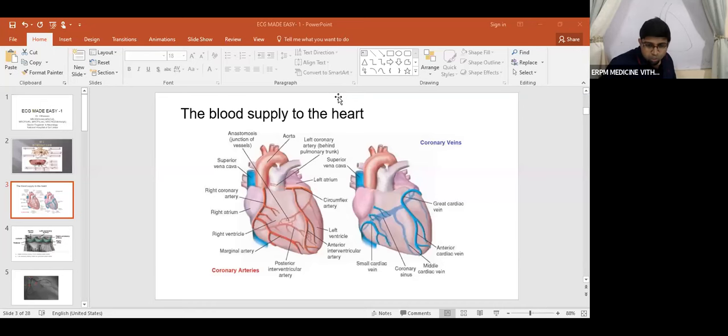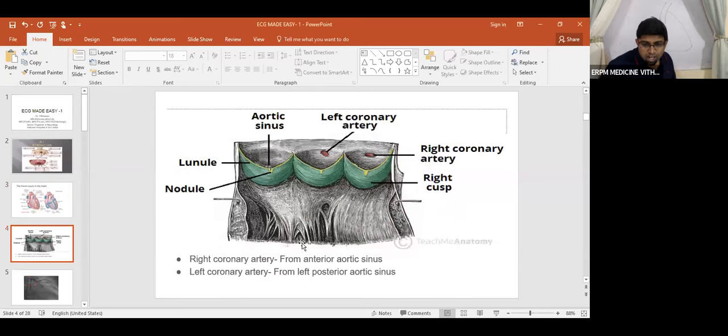So if you look at these two coronary arteries, they are emerging from the aorta. At the origin of the aorta, there are some cusps, guys. There are three cusps there at the origin of the aorta. So if you look at the left coronary artery, it is starting somewhere here.